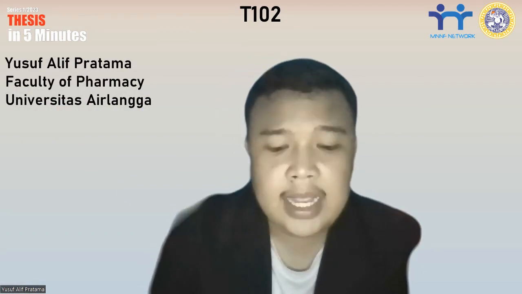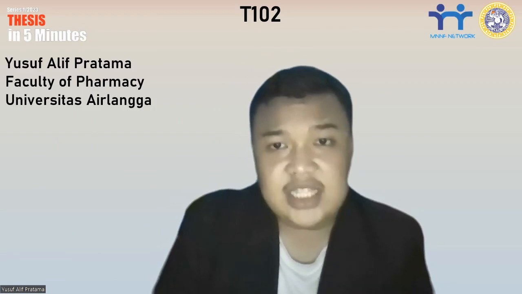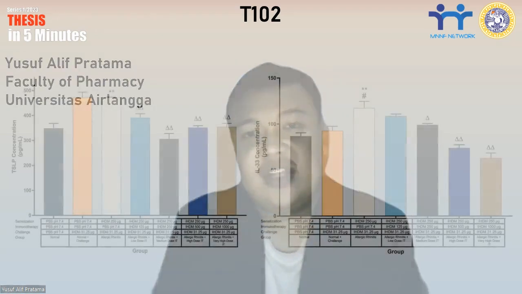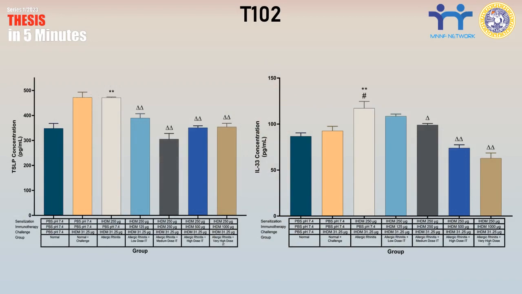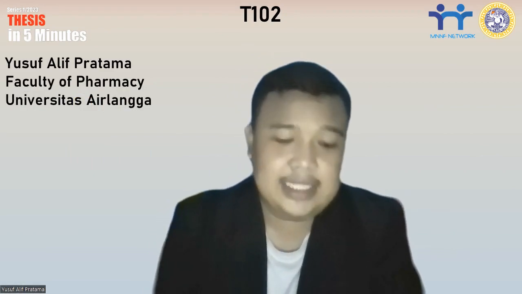In the study, there were differences in the result between the normal and normal challenge group in the concentration of interleukin-33 and TSLP. This is thought to be due to polymorphism in the pathogenesis of allergy. In the allergy and immunotherapy groups, there was a significant decrease in the concentration of interleukin-33 and TSLP.